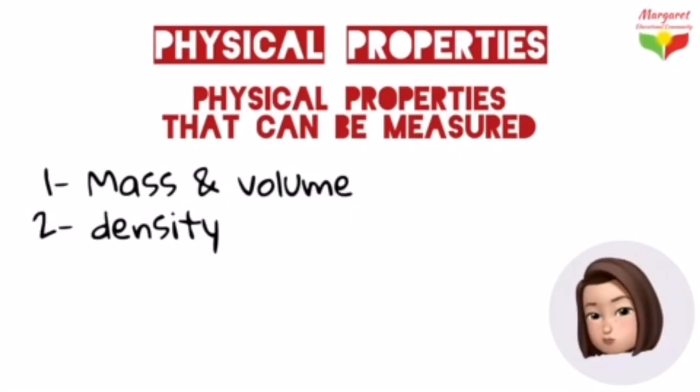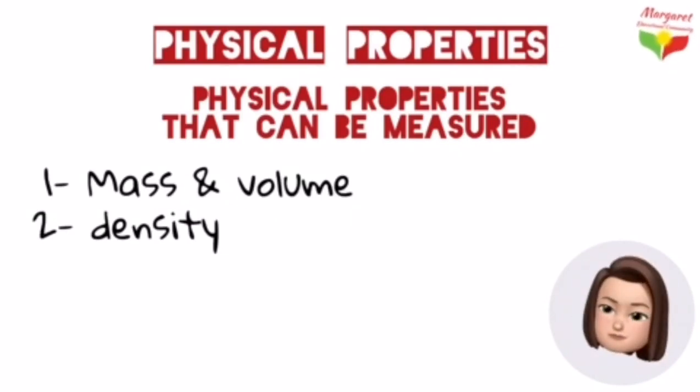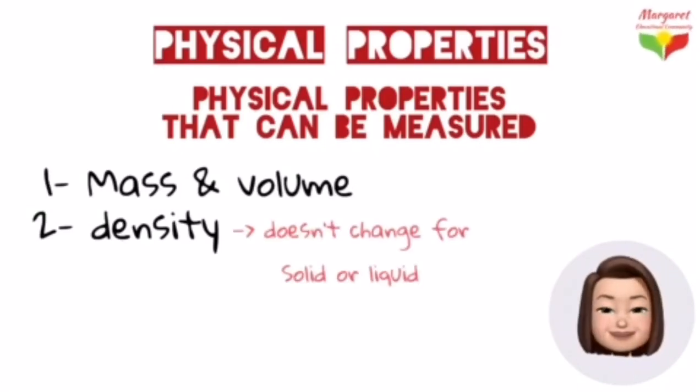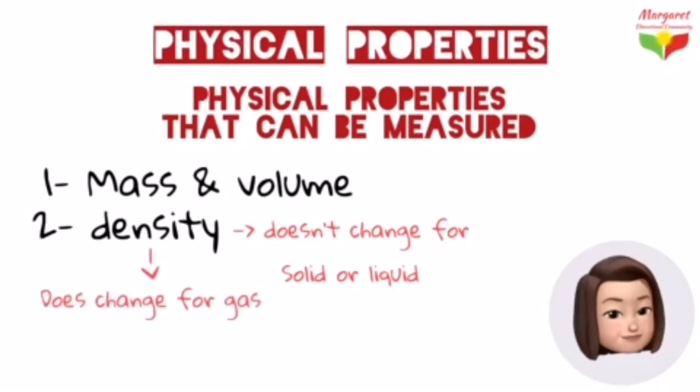Even though the mass and volume of a substance may vary, the ratio of these two measurements doesn't usually change for a solid or a liquid. The density of a gas, however, is more variable.